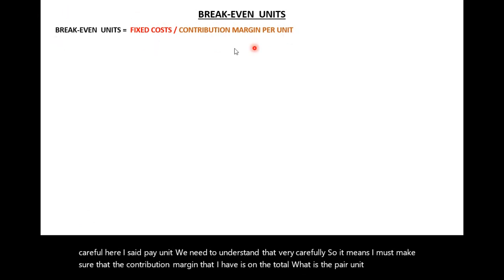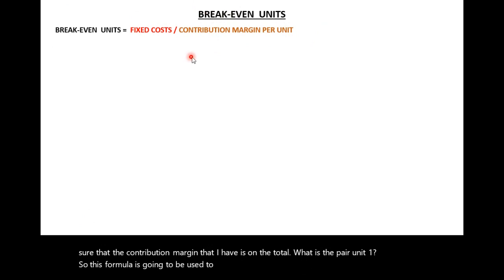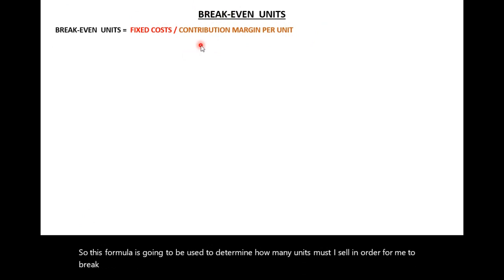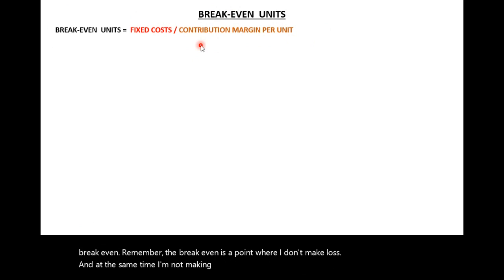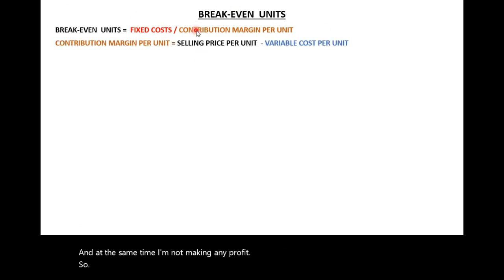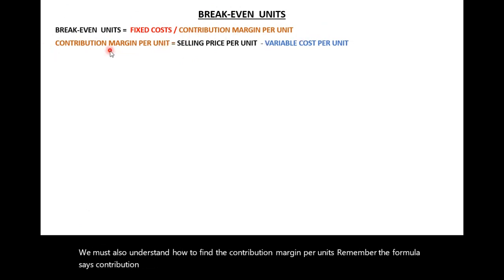So this formula is going to be used to determine how many units I must sell in order to break even. Remember, break even is the point where I don't make a loss and at the same time I'm not making any profit. So we must also understand how to find the contribution margin per unit. Remember, the formula says contribution margin per unit. So how can I find the contribution margin per unit?